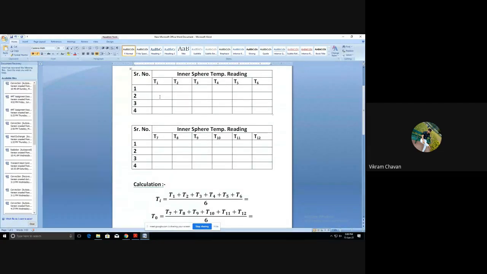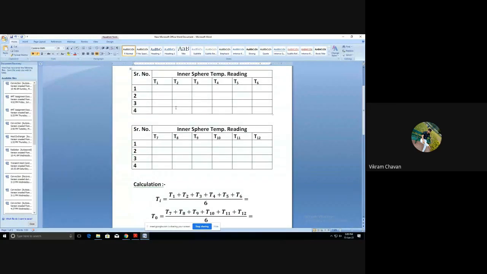We have to take the readings, but that will require more time to conduct the readings. We have to wait 5 minutes after each and every reading, and then we have to take the next reading. Then we can say that we have achieved the steady state temperature.